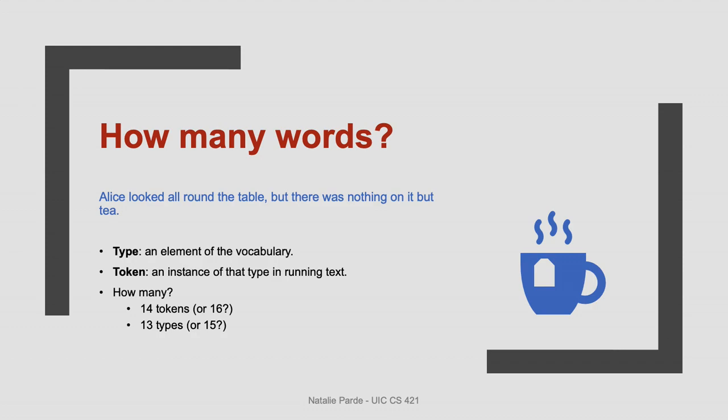So in the example here, we have 14 tokens, or 16 if you count the comma and period as individual tokens rather than components of the words preceding them. But only 13 types, or 15 again if you're counting the punctuation separately, since the word "but" is included in this sentence twice.